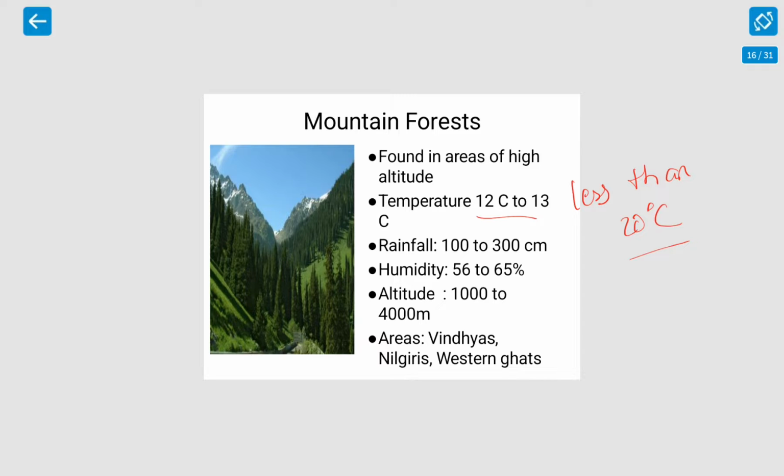And your altitude is given. It's okay now, it's 1,000 to 4,000 meters. And in your book, it's given as 1,500 to 3,300 meters. Yes, it can vary. Everywhere different sources are there, but what's given in your book you should follow that.